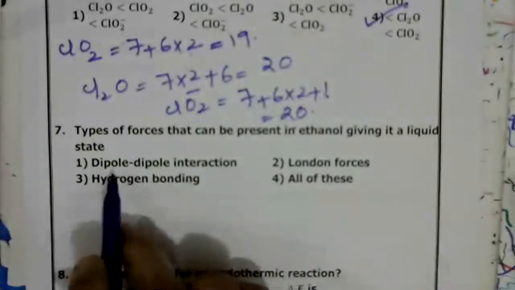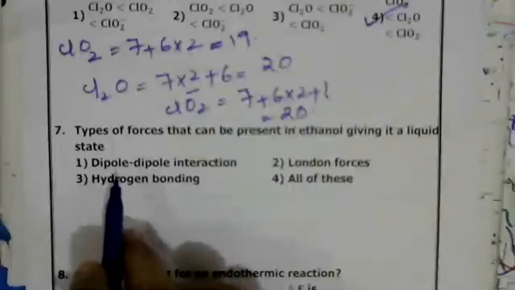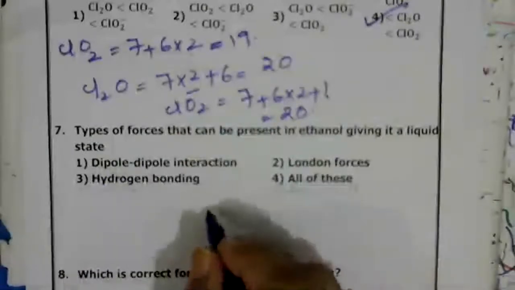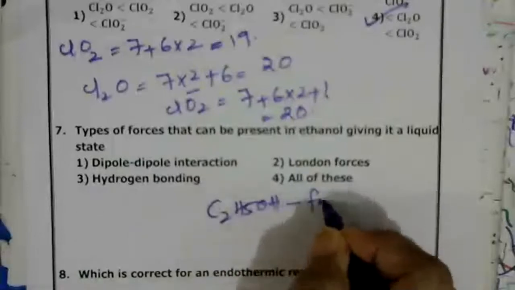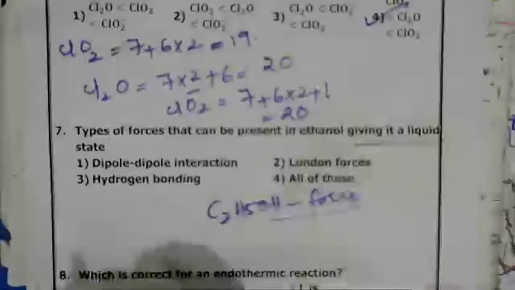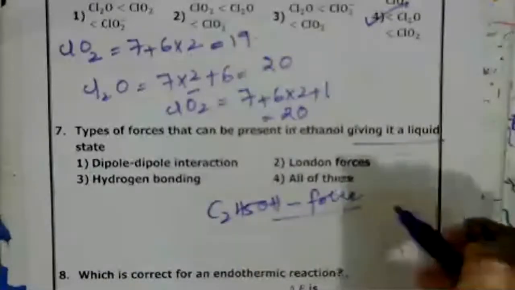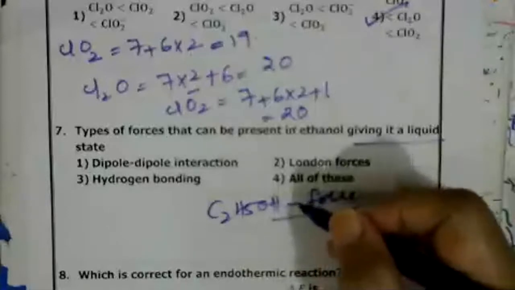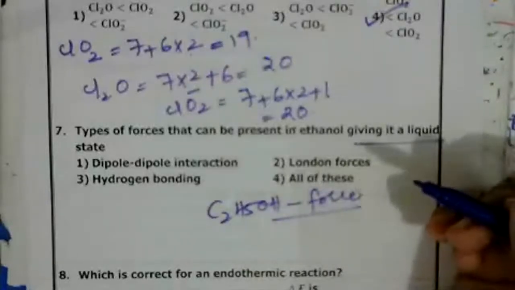Next one. The type of the force, question number 7. The type of the force which can be present in ethanol. What type of force is it containing, they are asking. That too in the liquid state. We know very well that ethanol is, no doubt, soluble in water due to hydrogen bonding, as we'll say generally.